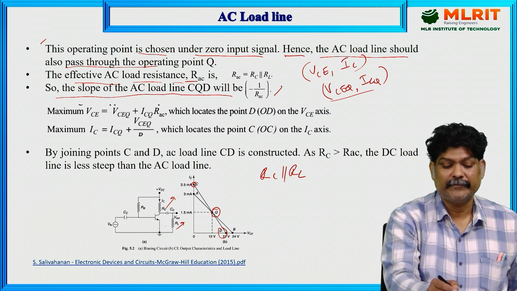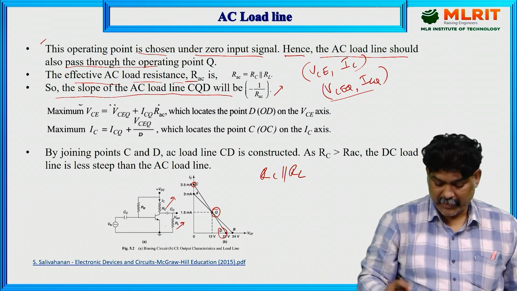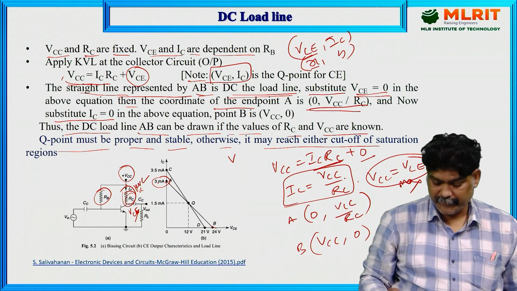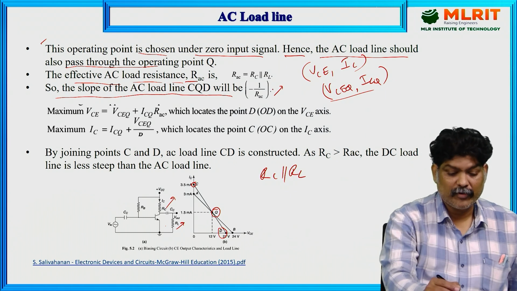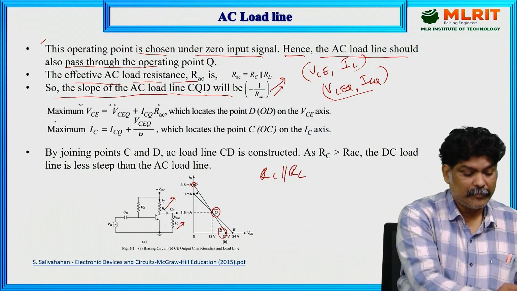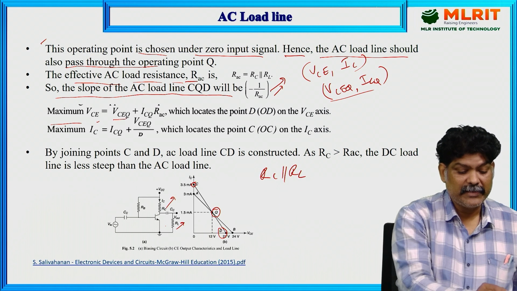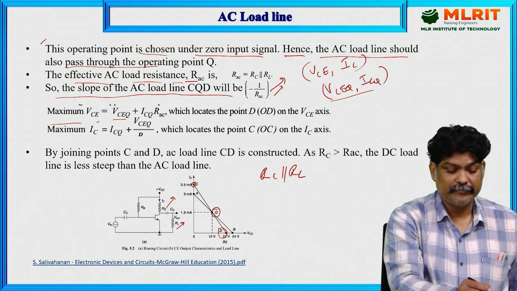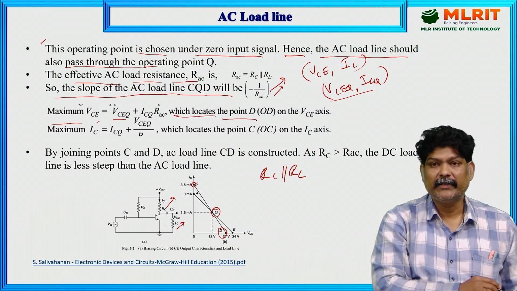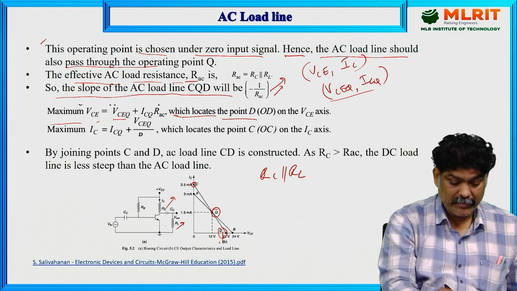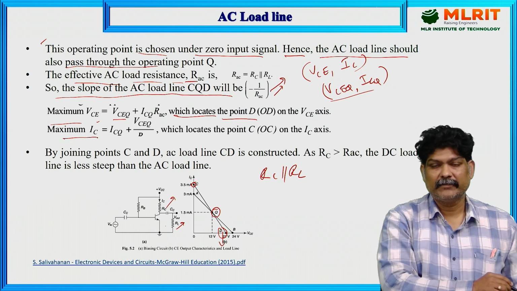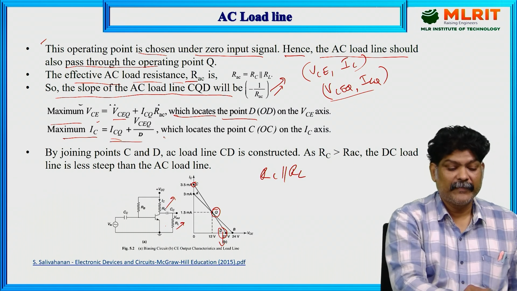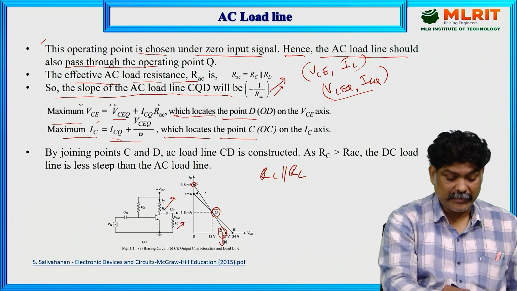Now the slope is minus 1 by RAC. Initially it was VCC by RC, where IC is equal to VCC by RC. Now here the slope is minus 1 by RAC. So the maximum VCE is given by VCEQ plus ICQ into RAC, just like we have written just now, which locates the point D, that is this point. Similarly, the maximum IC is ICQ plus VCEQ by RAC, if you apply KVL, we can write all this, which locates the point C, OC, that means this one.